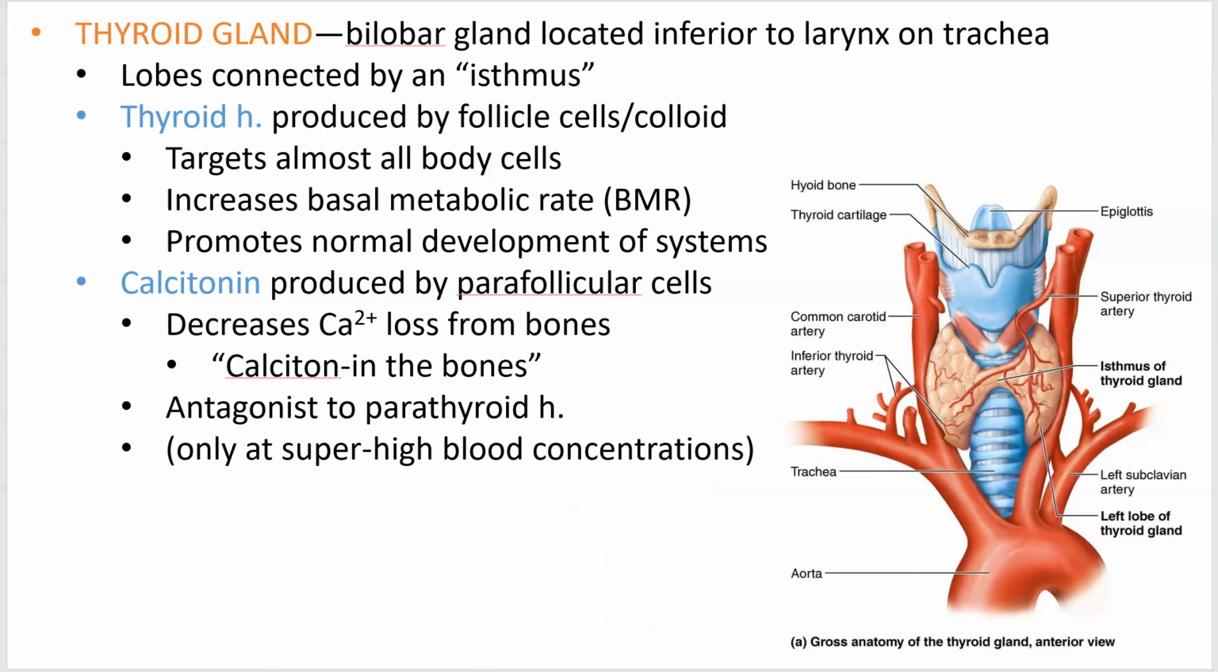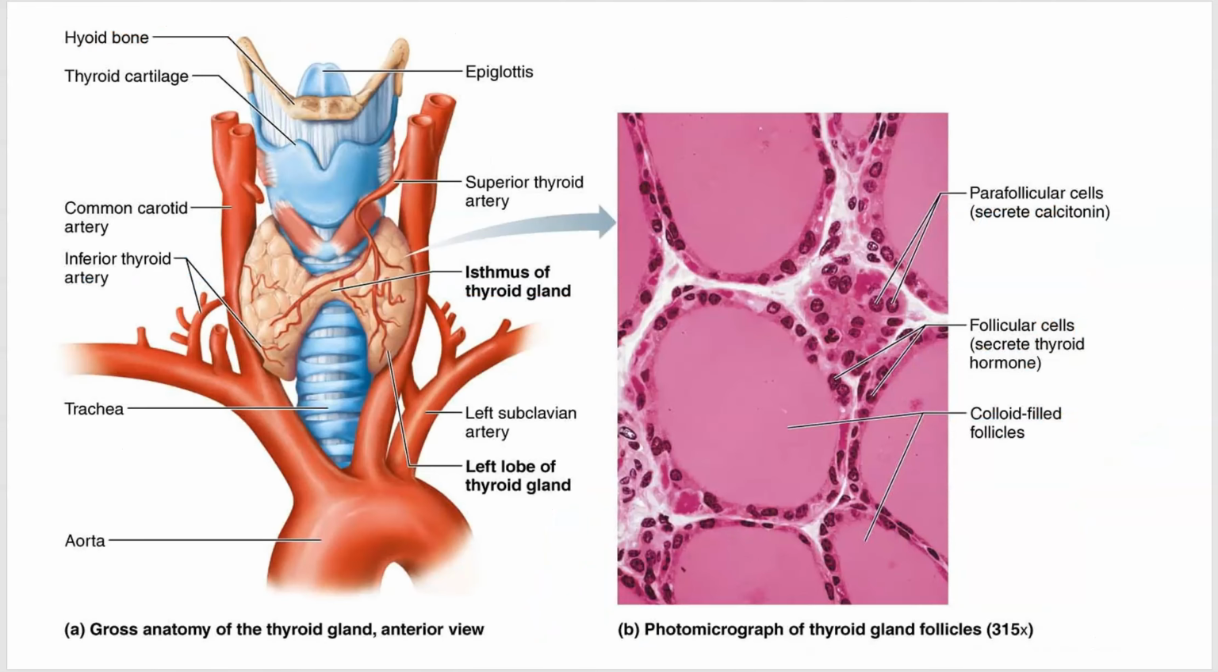Let me turn off my thing here and just go to the next page. So the hormone itself, thyroid hormone, is produced by a combination of these cells right here. These are called follicular cells, these guys that line it. And then this stuff in here is called colloid. The entire thing is a follicle, and the cells that line it are called follicular cells. Just for future reference, these guys are called parafollicular cells, and they make calcitonin.